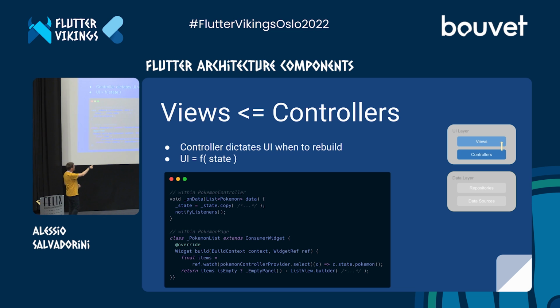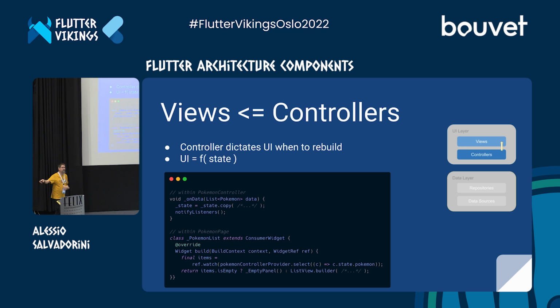So I have the select. This is something that Riverpod allows me to do, so I can just listen to the state of my controller, and among all the elements of the state, I can listen only to the changes in the Pokemon list. When the list changes, this UI will rebuild. So if something else in the state changes, this UI doesn't rebuild.